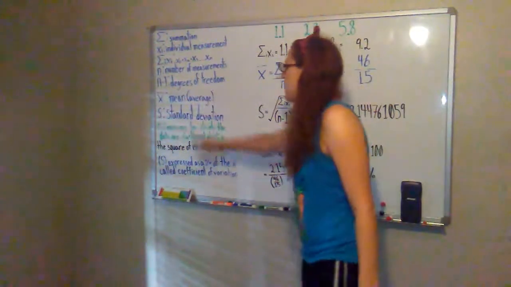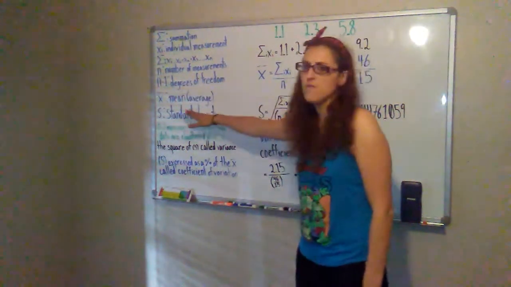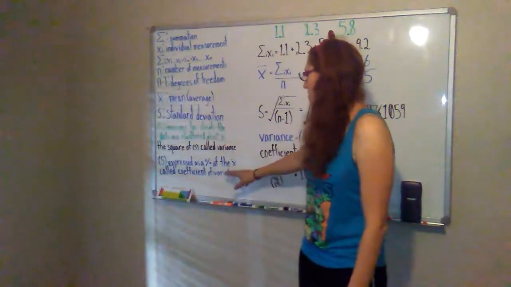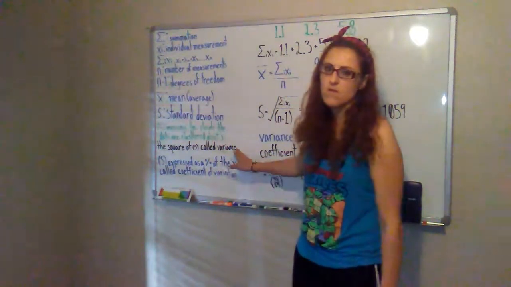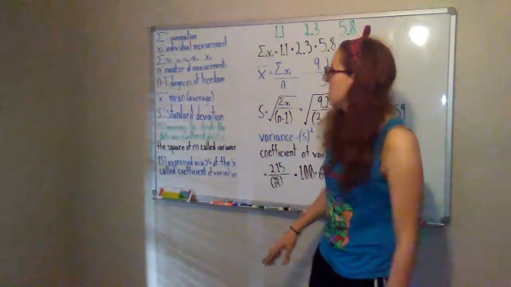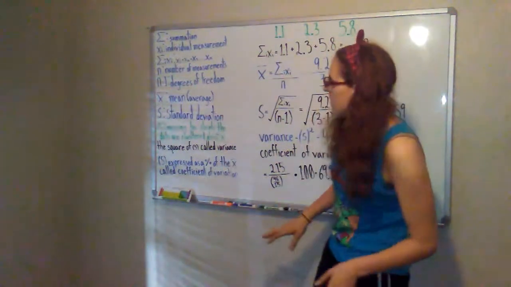So we're going to go over mean, also known as average, standard deviation, coefficient of variation, and variance. We're also going to go over standard deviation of the mean. But first, let's go over a couple symbols.